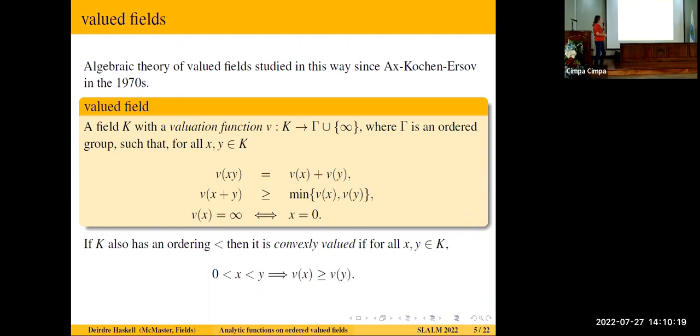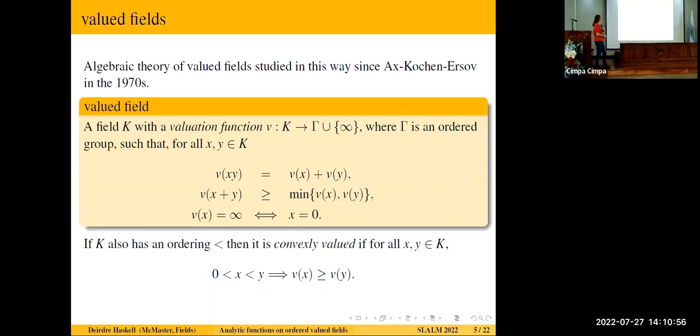So when we're thinking of our valuation as giving us a notion of size, then being small, our intuition is that something is small if it's close to zero. And since zero has valuation infinity, to be small is to have large valuation. So it's switched over from our usual sense of the order. So just to keep that in mind, large valuation means a small size, close to zero.